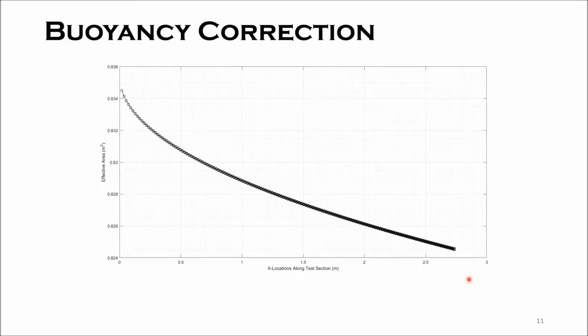By the end of the test section, the cross-sectional area available to the airflow reduced from 0.8345 meters squared to 0.8245 meters squared, or it reduced by 0.01 meters squared.